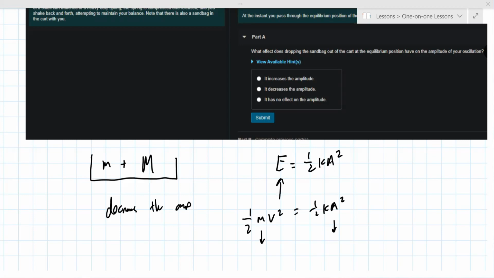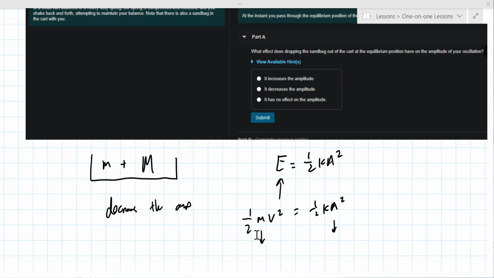So again, there's no change in the amplitude because you're doing it at the maximum displacement. That's correct. What effect does dropping the sandbag at the cart's maximum distance have on the cart? Does it have an effect on the cart? Well, yeah, we're talking about part D now.